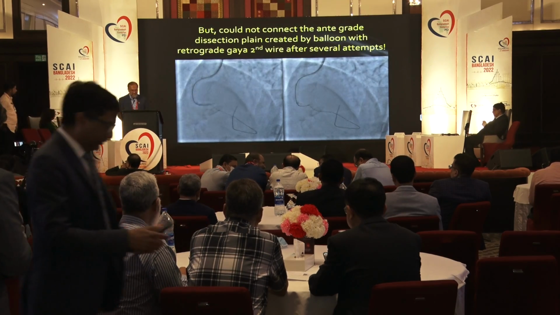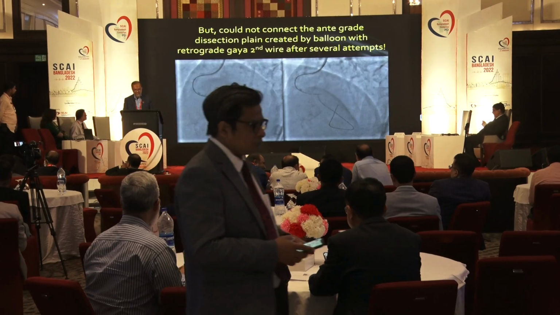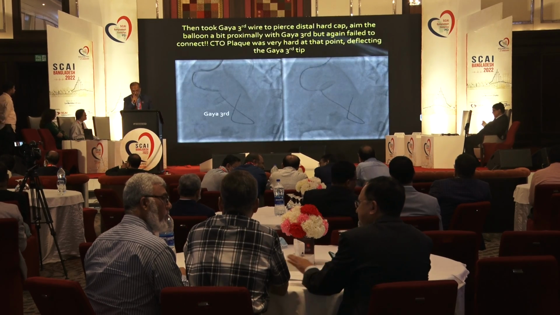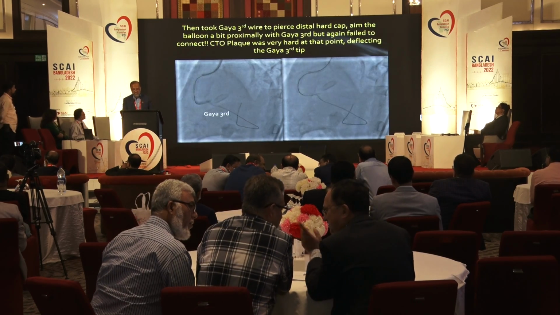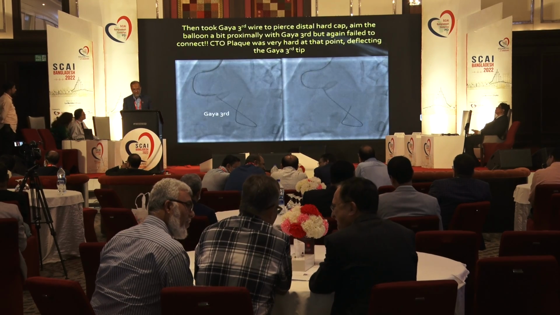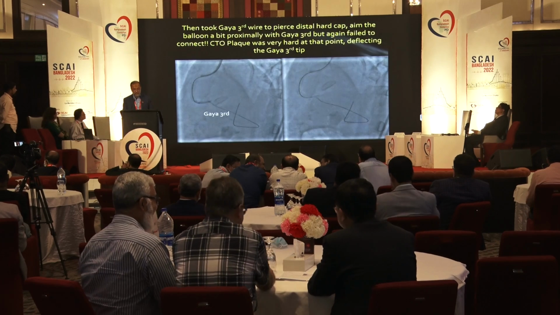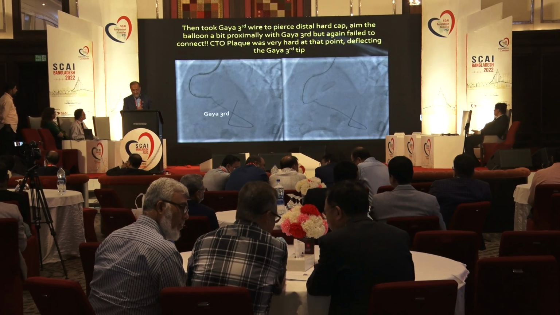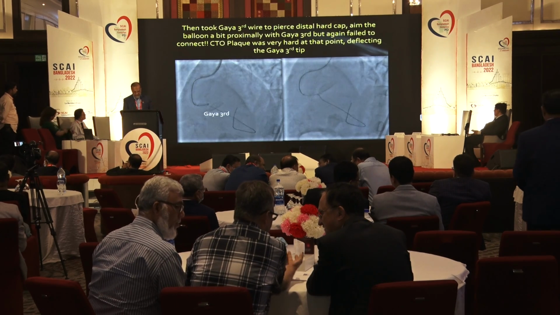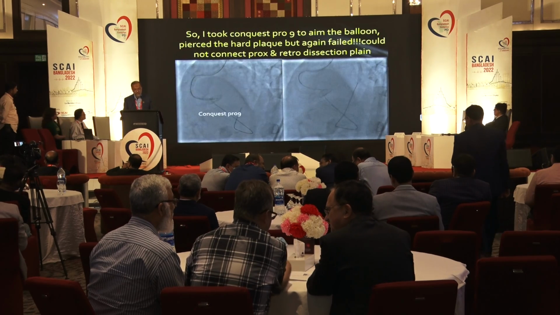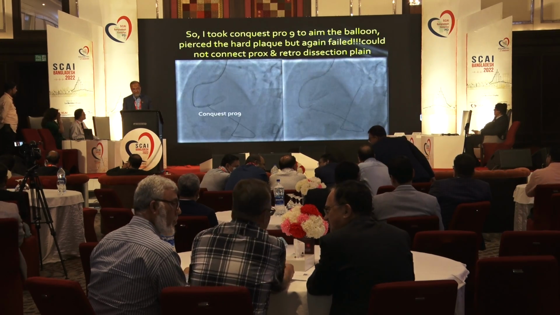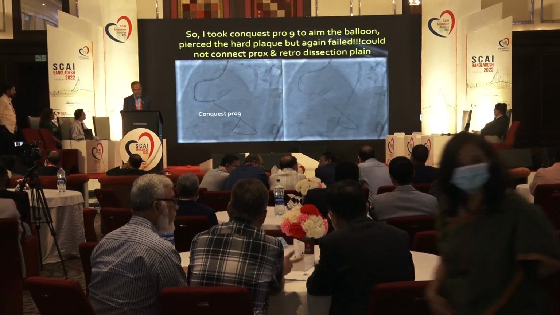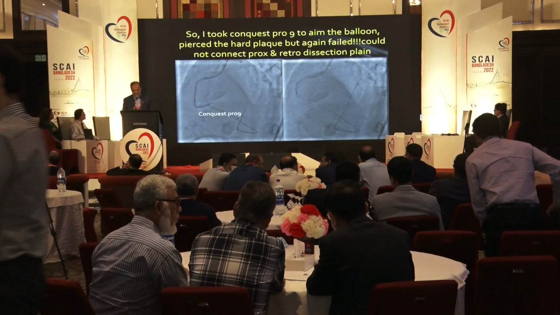But I could not connect the antegrade dissection plane created by the balloon with the retrograde Gaia Second wire after several attempts. Then I took the Gaia Third wire to the distal CTO cap and aimed the balloon a bit proximally, but again failed to connect. The CTO plug was very hard at that point, deflecting the Gaia Third tip. You can see the Gaia Third tip deflecting just at the connection point. So I took the Confianza Pro 9 to aim the balloon and attacked the hard plug, but again failed. It went into another plane and could not connect the proximal and retrograde dissection plane.